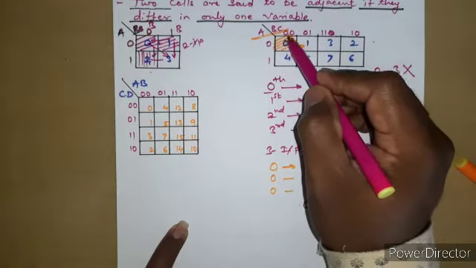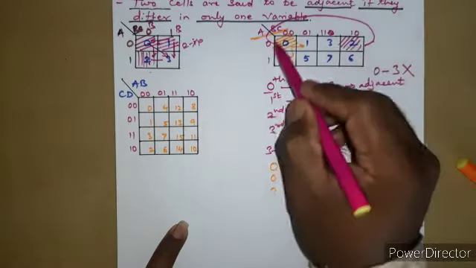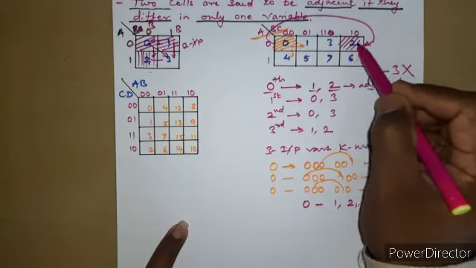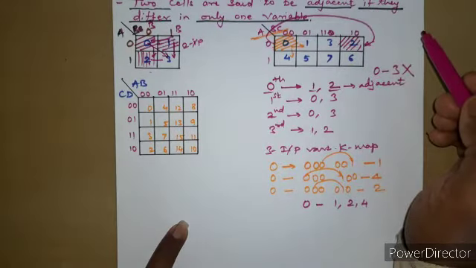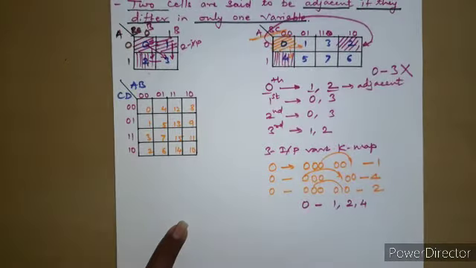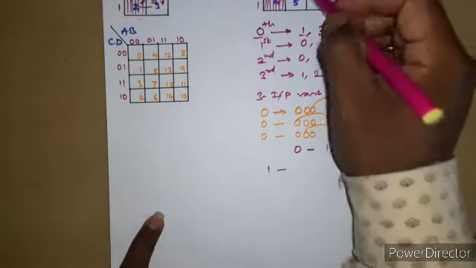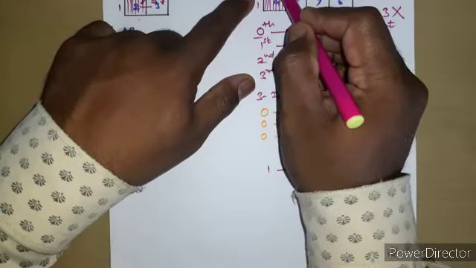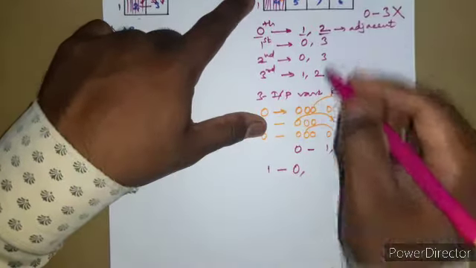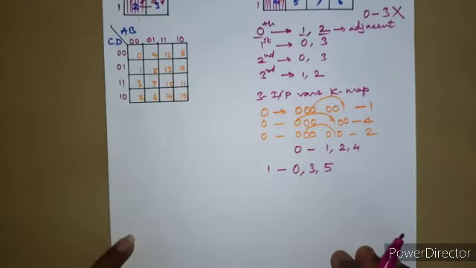Now for this cell, the other way around, this cell becomes adjacent, and this cell is adjacent. Similarly you can go for 1. So for 1, as you can see here, 0th is adjacent, 3 is adjacent, and 5 is adjacent.